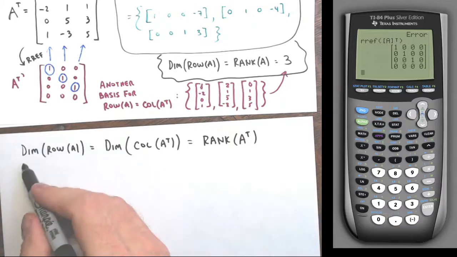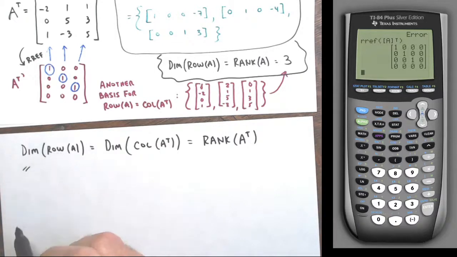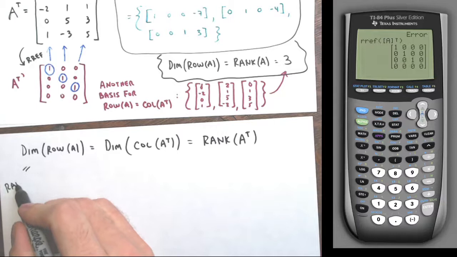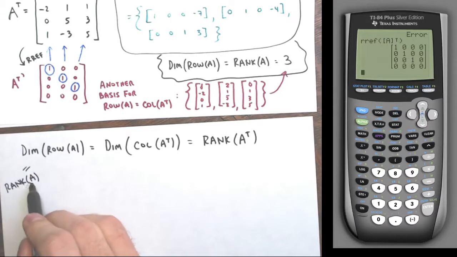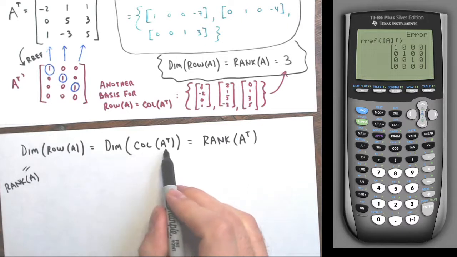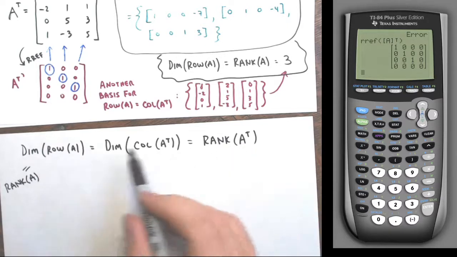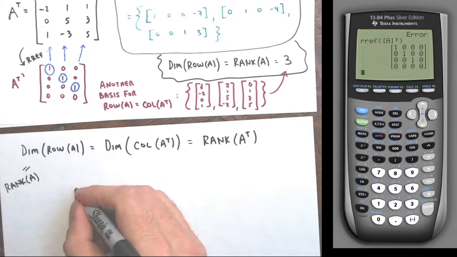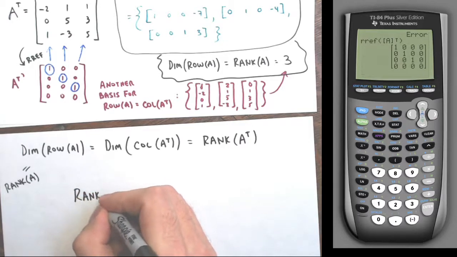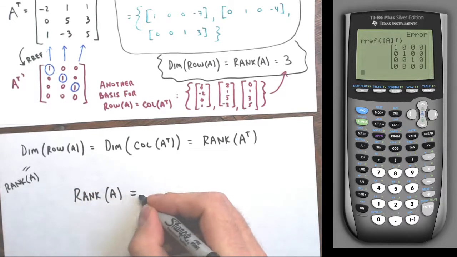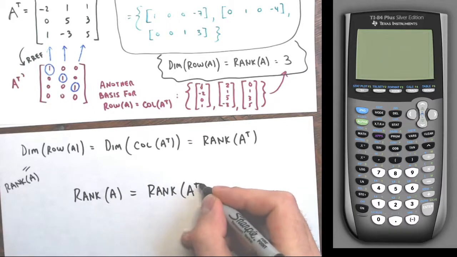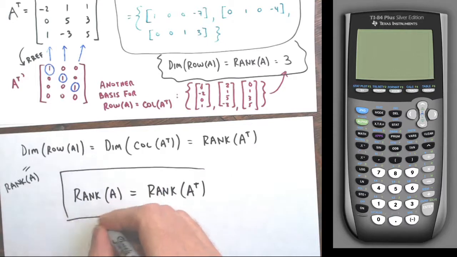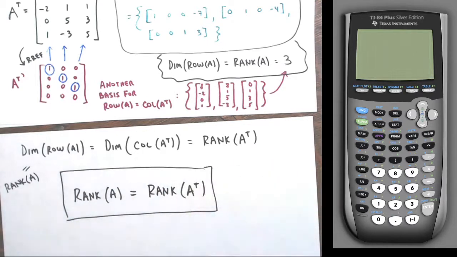But we also stated earlier that the dimension of the row space is also going to be the rank of A. The dimension of the row space of A is the rank of A. The dimension of the column space of A transpose is the rank of A transpose. So what we're seeing here is that the rank of a matrix will be equal to the rank of its transpose as well. So let's keep that in mind. You can use that result at some time in the future as well.